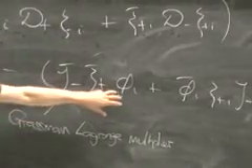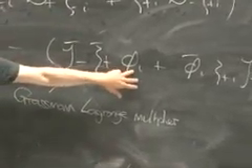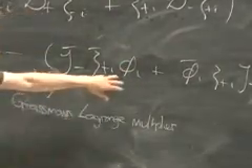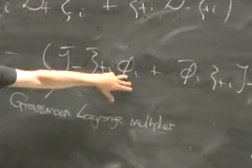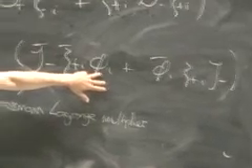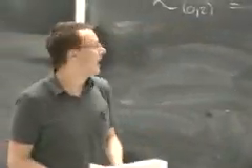Which fix the right-moving fermions to live in the tangent bundle of CPN. That's what this constraint is here. But notice that there's no restriction on the left-moving fermions. So in that sense, this is a chiral theory on the world sheet. The right-moving fermions and the left-moving fermions have different dynamics.